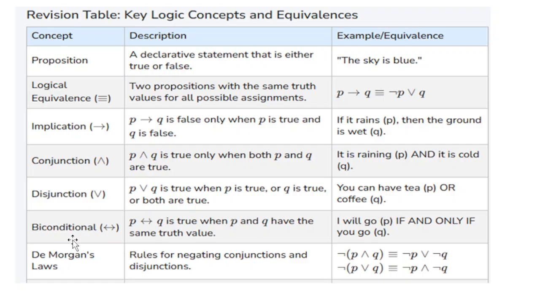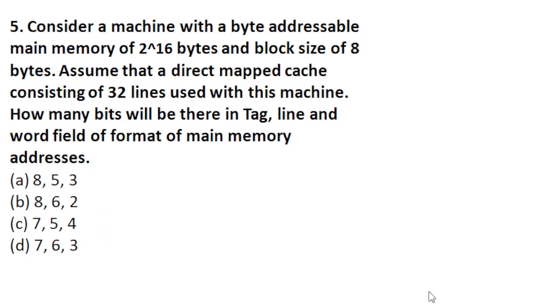The biconditional: P if and only if Q is true when P and Q have the same truth value, which I have already mentioned. I will go if and only if you go. Next, De Morgan's law, the rules for negating conjunction and disjunction. Negation of P and Q means negation of P or negation of Q. Negation of P or Q means negation of P and negation of Q. Okay, moving to the next question.